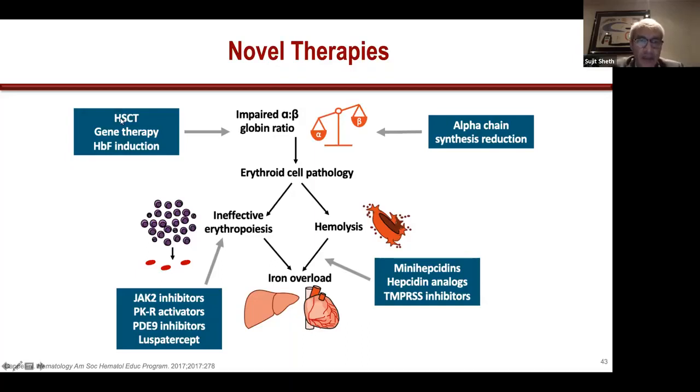You have gene therapy as curative therapies, including gene editing therapies to increase fetal hemoglobin production. The mini-hepcidins have been used to try and ameliorate some of the iron overload related complications and improve the efficacy of erythropoiesis. Those are in clinical trials as well. And then there's a whole bunch of other ones. Luspatercept we'll talk about in a little bit more detail because it has been approved. Pyruvate kinase activators, phosphodiesterase 9 inhibitors, as well as JAK2 inhibitors have been used. JAK2 inhibitors were used in a phase 2 clinical trial, which was terminated, and I don't think that that's going to make any further progress. But we'll talk about many of the other ones in a minute.